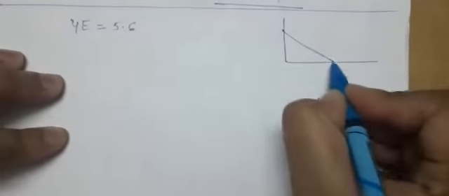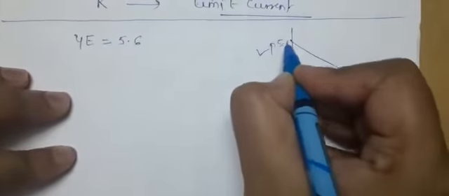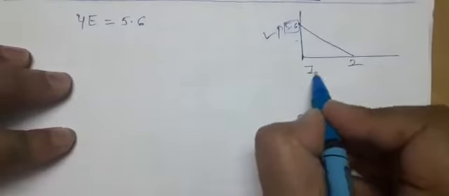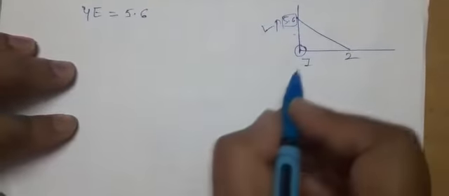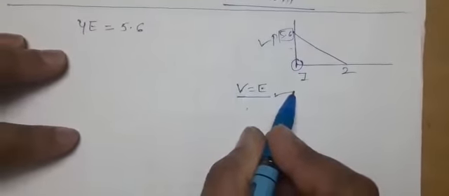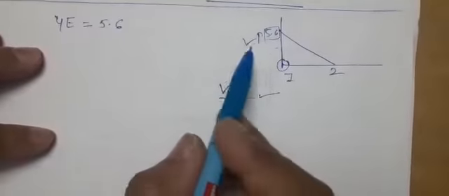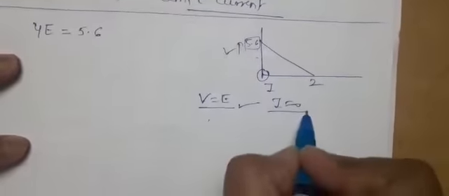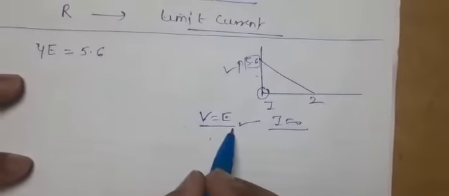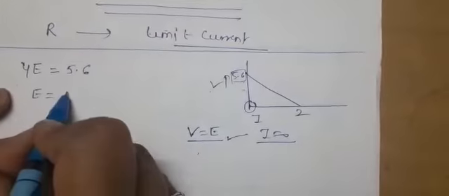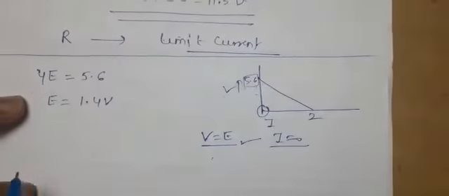As per the graph, you can see this terminal voltage 5.6 corresponds to when current is 0 in the circuit. So when current is 0, V is equal to E. That's why we are calculating EMF from it. You can ask the question, why is terminal voltage equal to EMF here? Because when no current is flowing, when the circuit is open, V is equal to E. So 4E is equal to 5.6, so E will be equal to 1.4 volt.